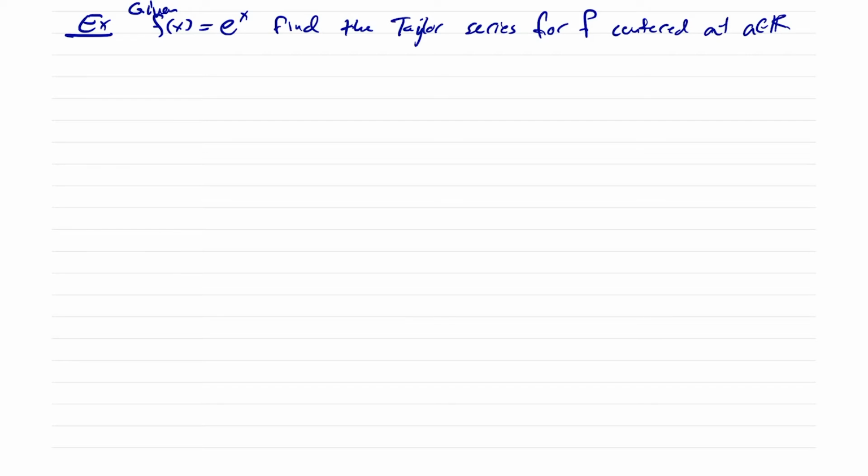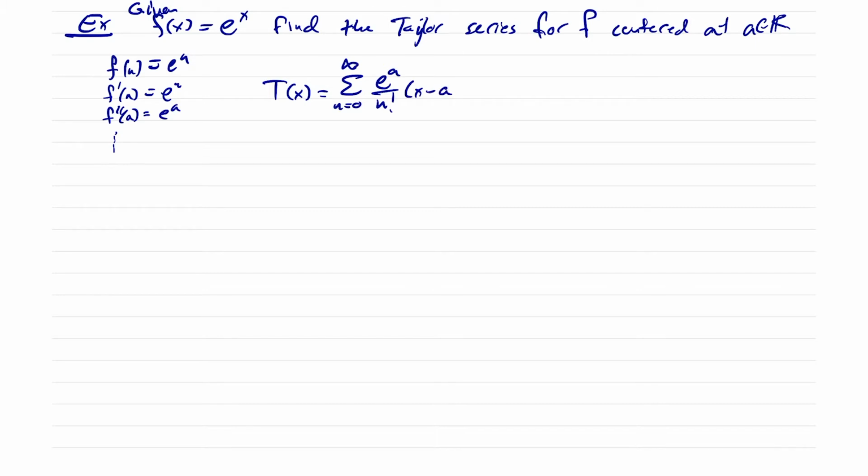So what is that going to require us? Well, we need to compute f of a, we need to compute f prime of a, we need to compute f double prime of a, etc. But that's not too hard. We know that in each case the derivative of e to the x is just e to the x, so it's going to be e to the a equals e to the a equals e to the a all the way down. So T of x then is going to be the sum n equals 0 to infinity of e to the a divided by n factorial times x minus a to the nth power. Okay.